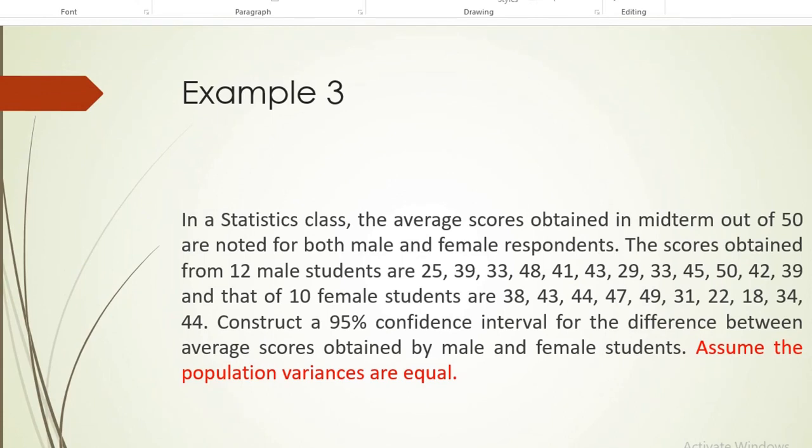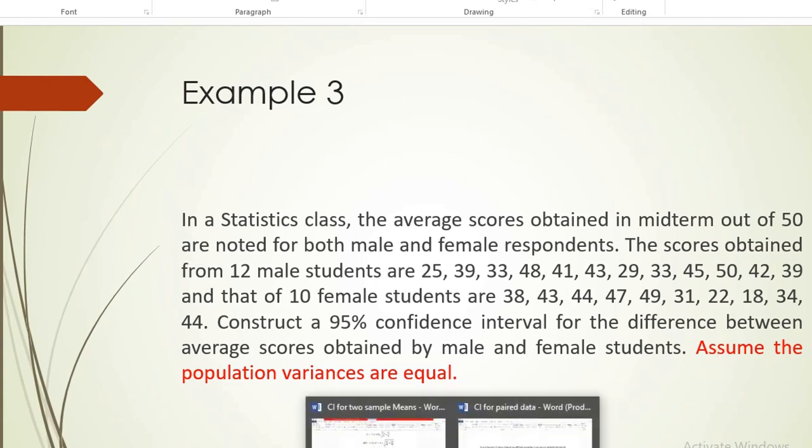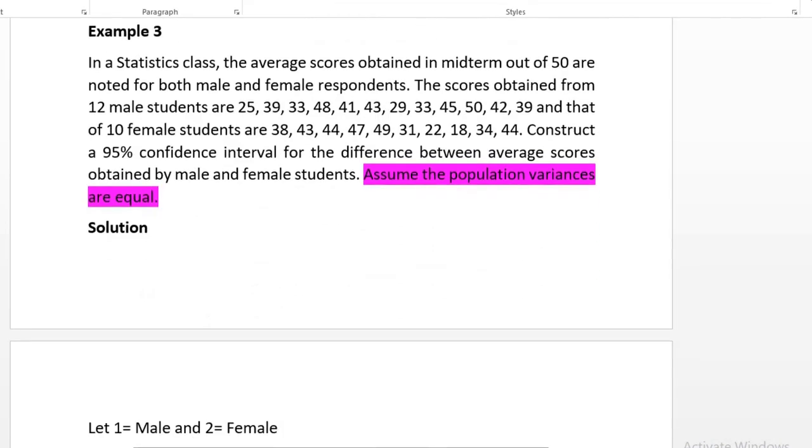In a statistics class, the average scores obtained in midterm out of 50 are noted for both male and female respondents. The scores are obtained from 12 male students, and these are given as this one, and that of 10 female students are given as this one. Construct a 95% confidence interval for the difference between average scores obtained by male and female students, assuming the population variances are equal. So I am taking you to my Word document.